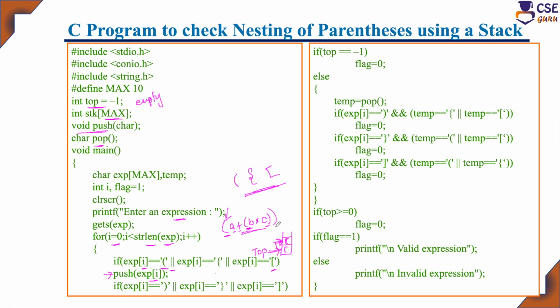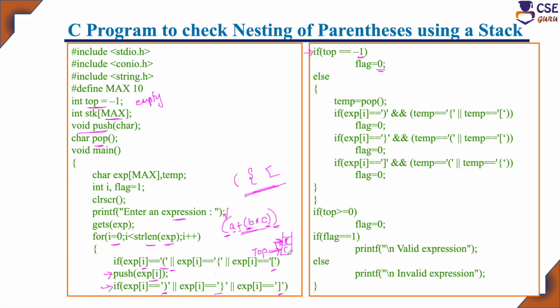Next, this is a closed parenthesis. Whenever you are encountering a closed parenthesis, this if expression will execute. If expression of I is equal to closed parenthesis or closed curly bracket or closed square bracket, then check if top is equal to -1. Suppose top is -1, that means previously we have not encountered any open parenthesis, or open square bracket, or open curly bracket. That is the meaning. When top is -1 here, in that case, you have to set flag value as 0.